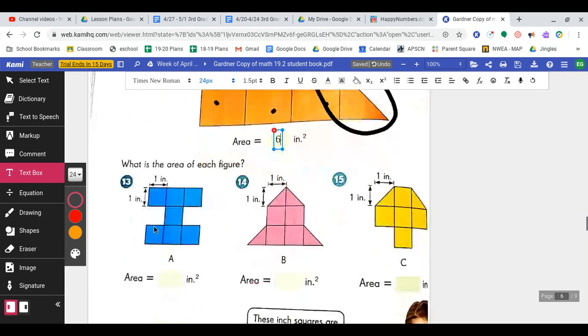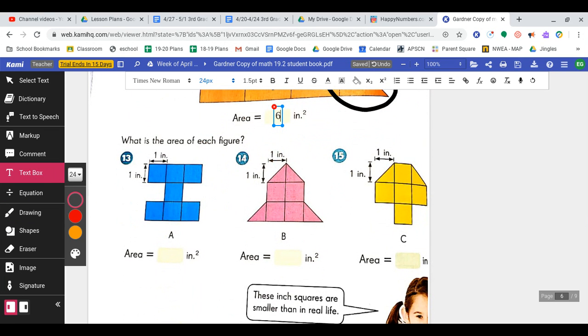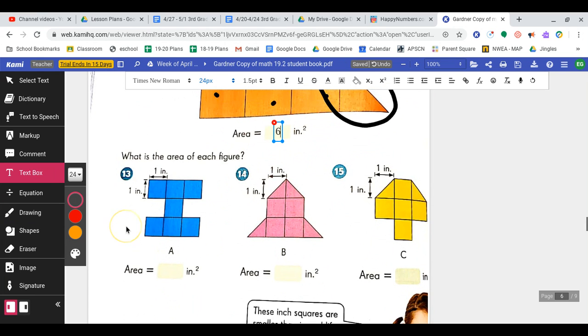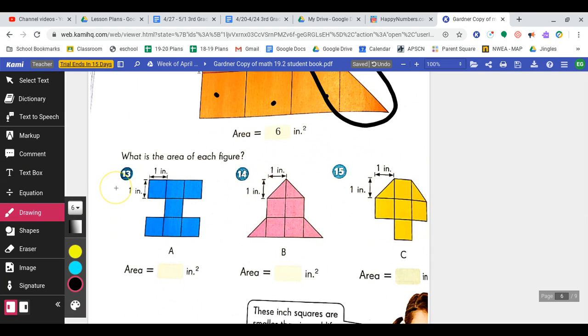Okay, on to the next part. It says, what is the area of each figure? Some of them have half squares, some of them do not. All of them are measured in inches though. Okay, what is the area of this figure? We will need to count rather than multiply because it is an unusual shape. 1, 2, 3, 4, 5, 6, 7. The area is 7 inches squared.